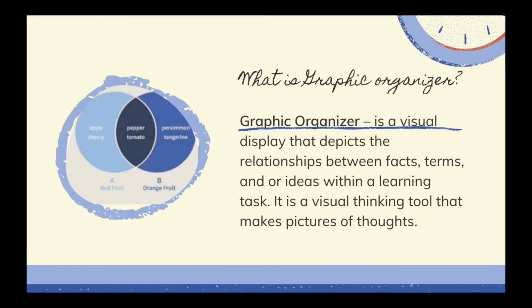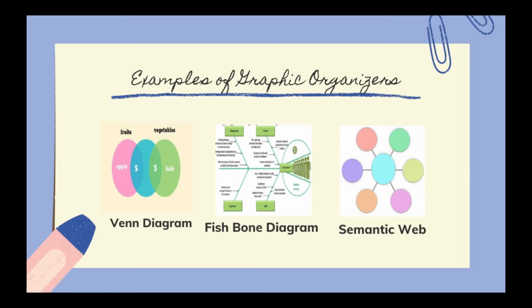What is graphic organizer? Graphic organizer is a visual display that depicts the relationships between facts, terms, and/or ideas within a learning task. It is a visual thinking tool that makes pictures of thoughts. Examples of graphic organizers: Venn diagram, fishbone diagram, and semantic web.